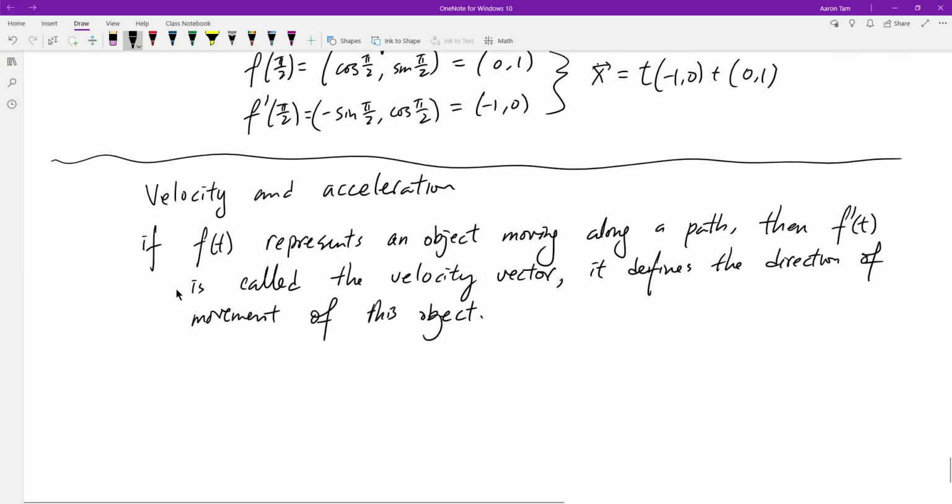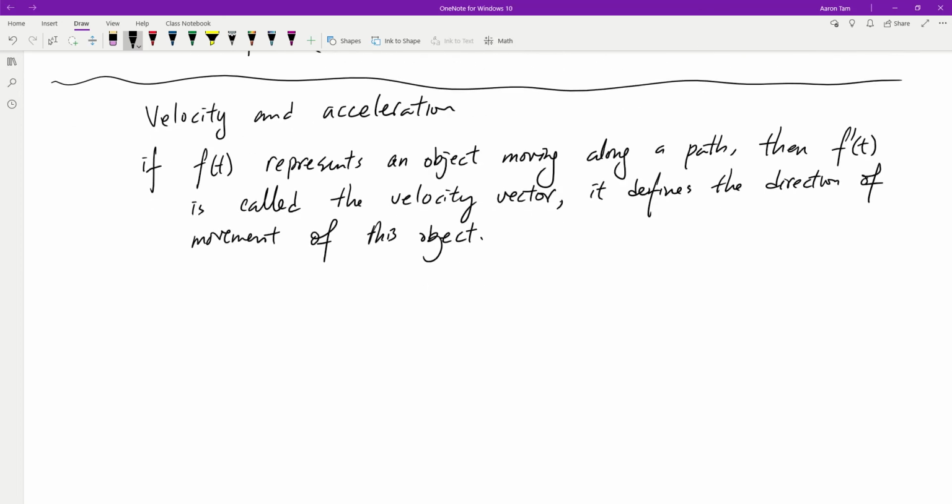Okay? So therefore, it's kind of like what you learned in BC calculus about velocity being the derivative. Here is exactly the same thing. The only difference is that last year, when you learned about velocity, it had just a scalar, with positive and negative to indicate forward or backward direction. But now we have something more powerful, because now we have a vector, which allows us to actually define any specific direction that we want.